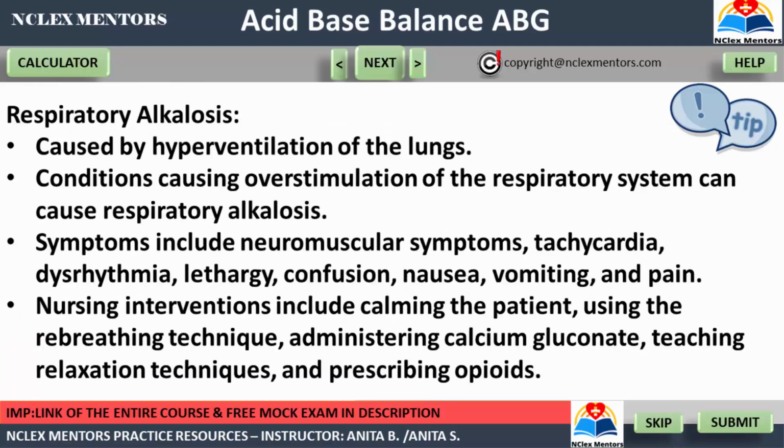Respiratory alkalosis. Respiratory alkalosis is caused by hyperventilation of the lungs, where conditions that overstimulate the respiratory system lead to an excessive expulsion of carbon dioxide. This overstimulation can result in a variety of symptoms, including neuromuscular manifestations, tachycardia, dysrhythmias, lethargy, confusion, nausea, vomiting, and pain. To manage this condition, nursing interventions focus on calming the patient, employing the rebreathing technique, administering calcium gluconate, teaching relaxation techniques, and, in some cases, prescribing opioids.